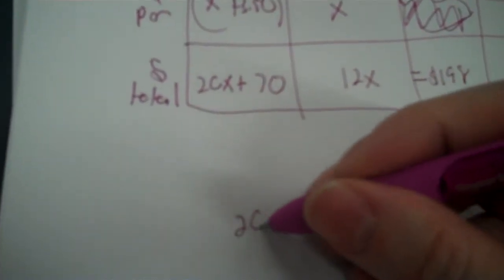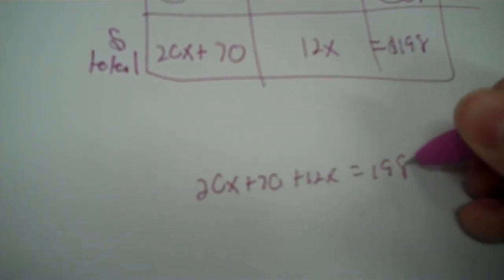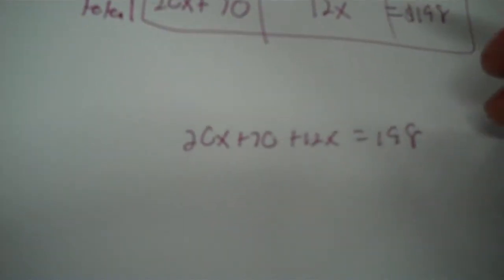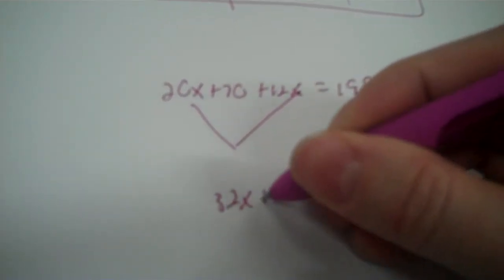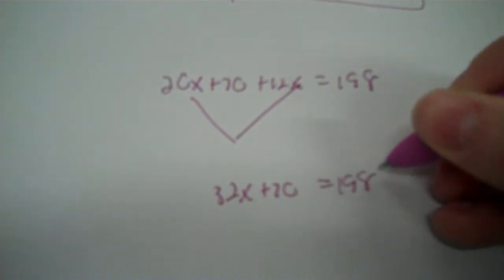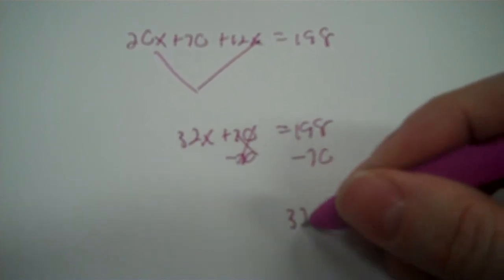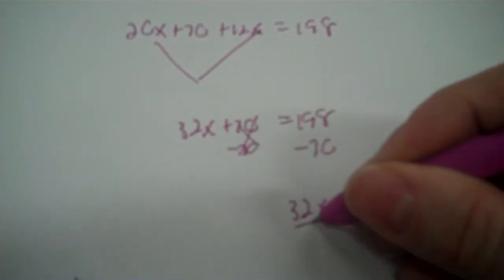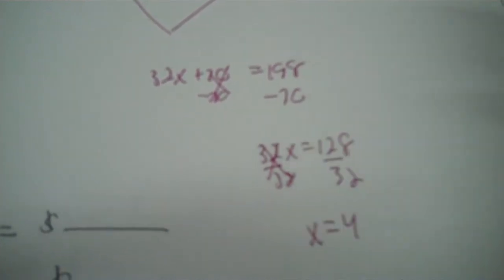Okay, so we have 20x plus 70 plus 12x equals 198. Then I would combine my x's, that would be 32x plus 70 equals 198, and then I just subtract 70 to get 128, and then divide by 32. 128 divided by 32 is 4. Cross out both the x's in the middle row and put 4. So the paperbacks are 4.